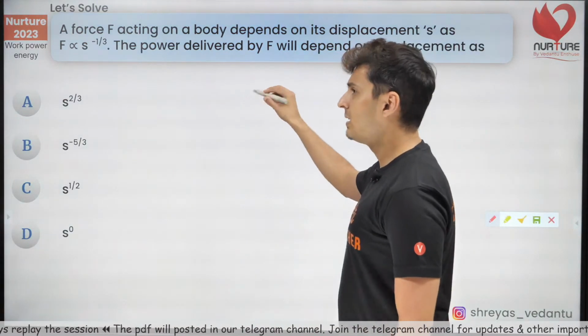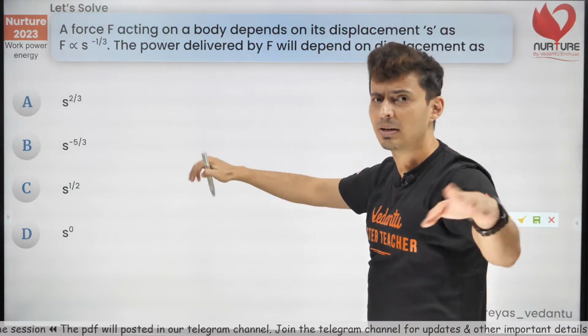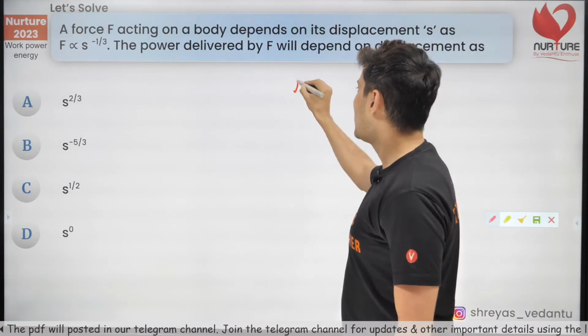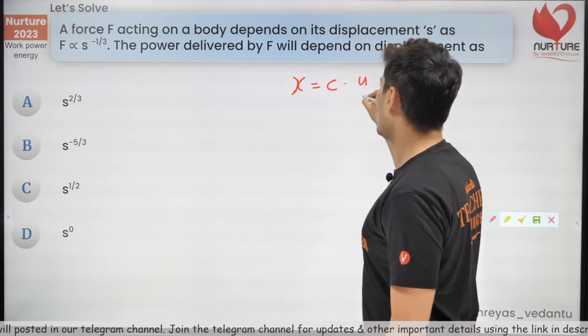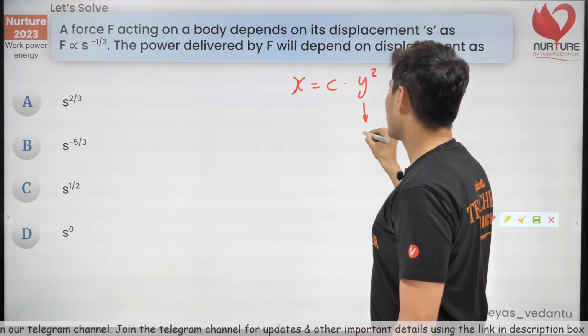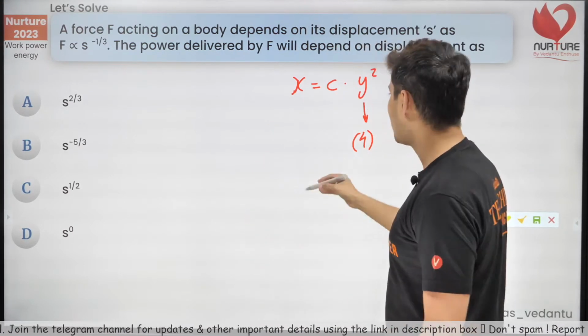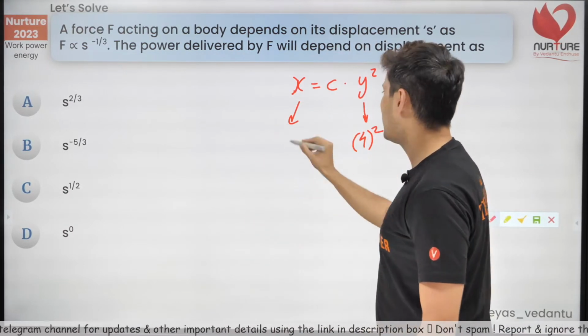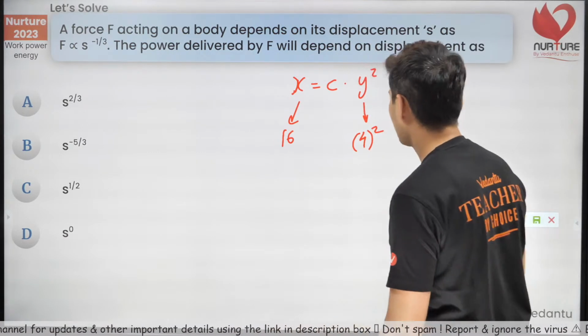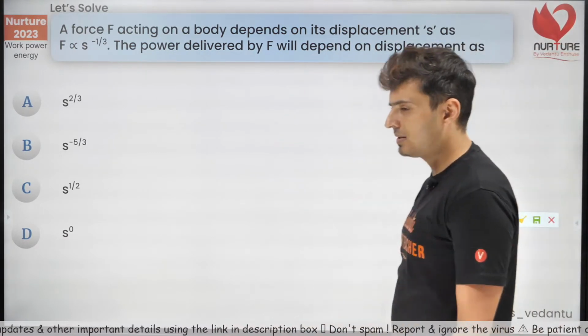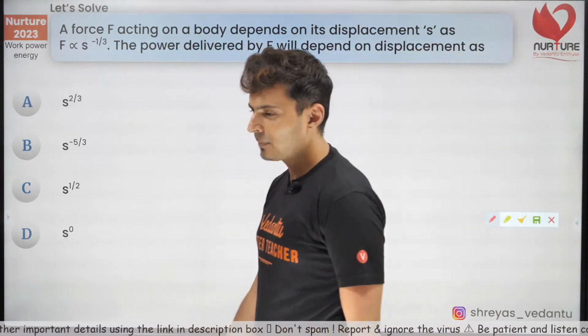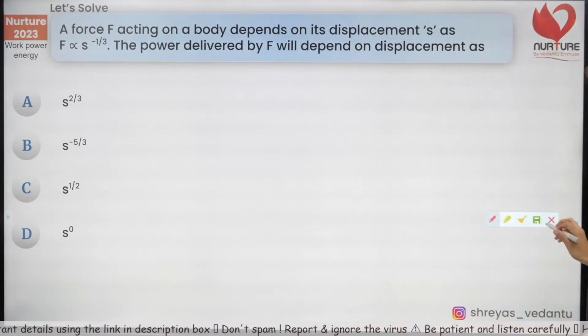You don't even tell him what is power. You just tell him some quantity: X is some constant into Y square. Y changes 4 times. Ask him how many times does X change. He'll say, obviously Y changes 4 times, so X will change 16 times. This is like 8th or 7th standard stuff. You would have done this. Yes, it's a constant. It will not play any role.